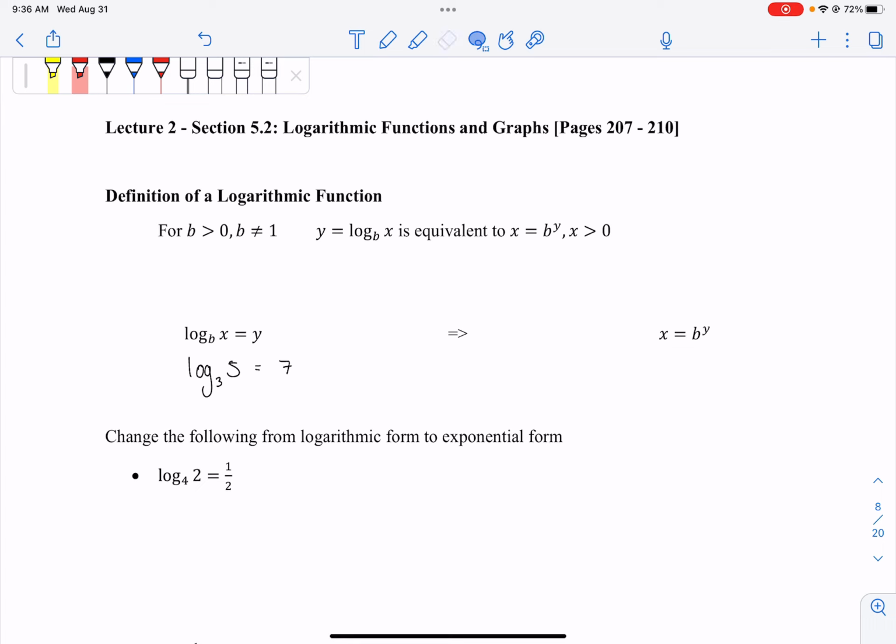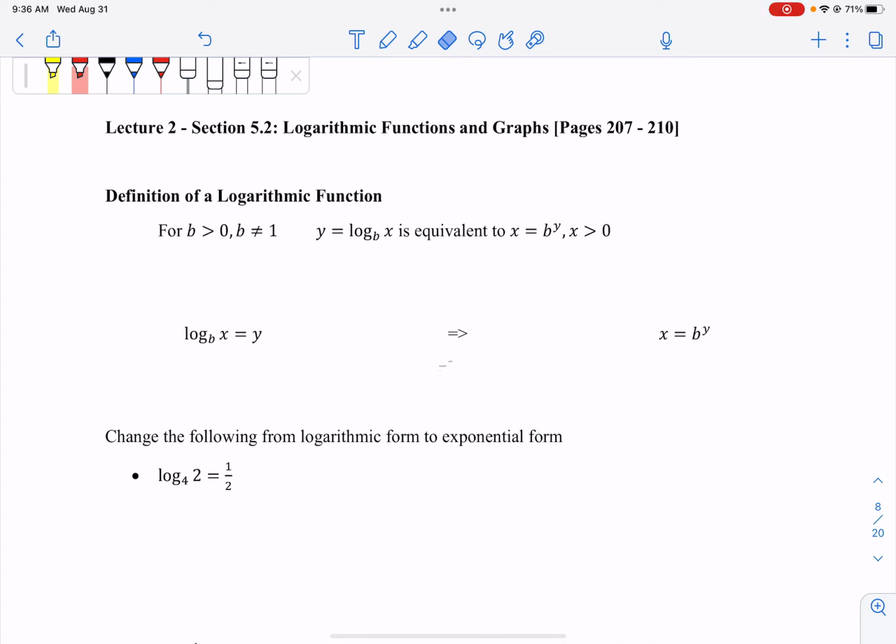Actually, let's say equal to x, sorry, because that doesn't make sense. This is the same thing if we put it into an exponent as 3 to the power of x is equal to 5. Okay. So this base to the power of whatever's on the right side of the equal sign gives you your big number inside here.